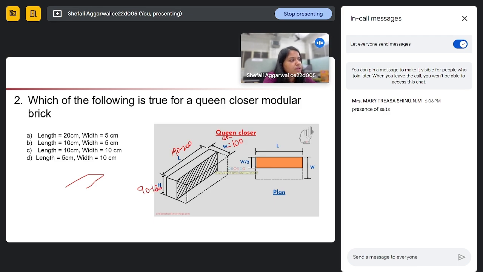So if we are talking about the king closer, what we are doing is cutting our brick in half along the length. So what will happen? The length will be the same, 20 centimeters, but the width will be decreased by half, to 5 centimeters. So the answer will be A. Okay.